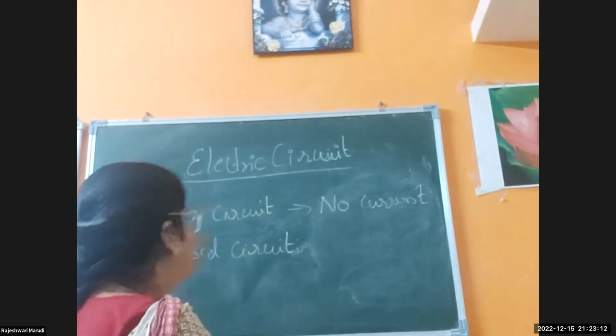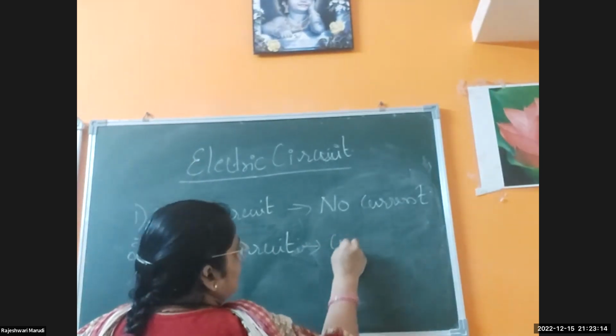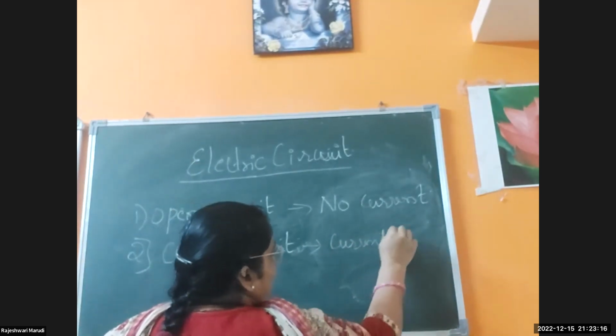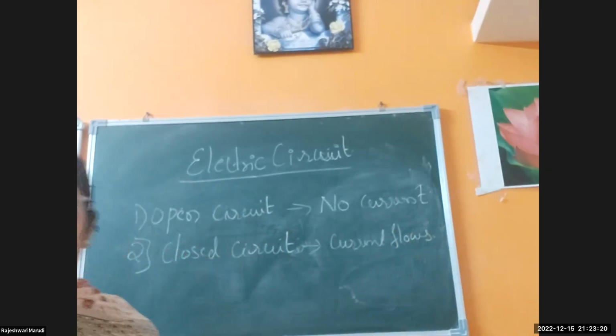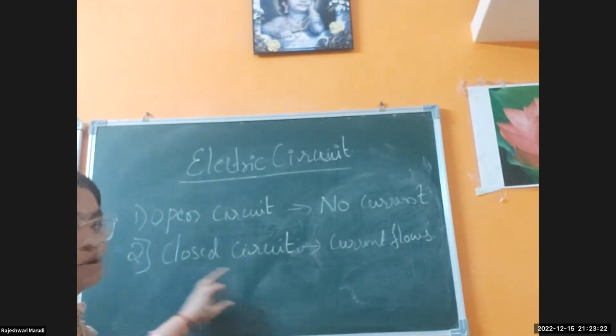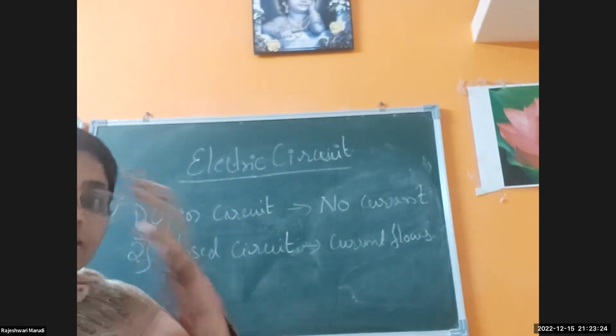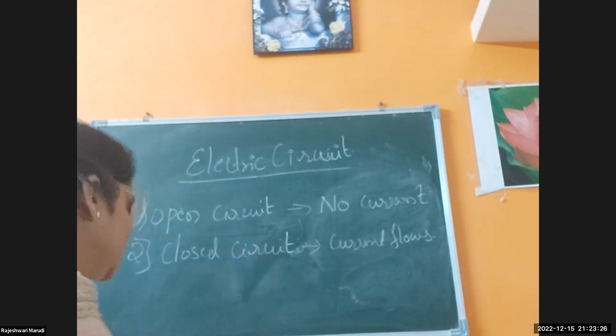And an electric circuit where current flows, such circuits are called closed circuits. For example, here.